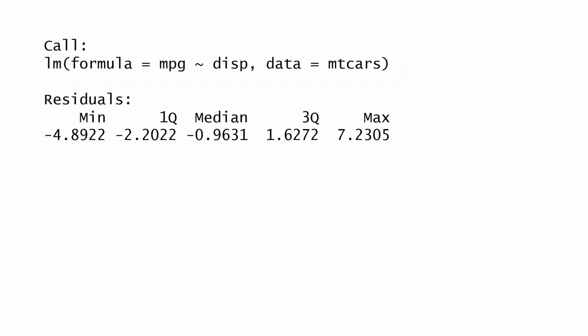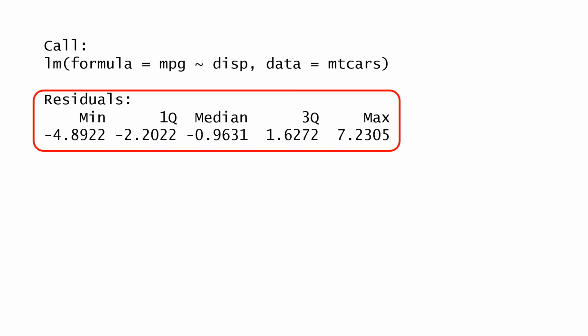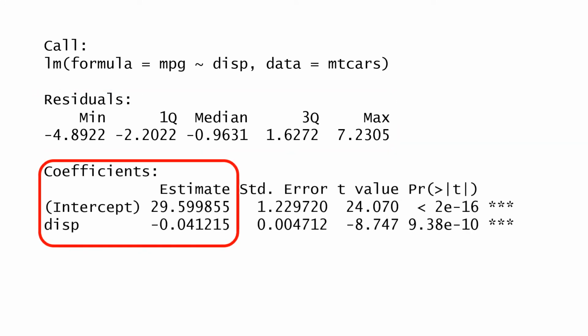The first part of the summary output displays the call. It tells you that LM has been used, and it shows the variables in the data set that is used. The output shows a summary of the residuals, which are the vertical differences between the data points in the regression line.